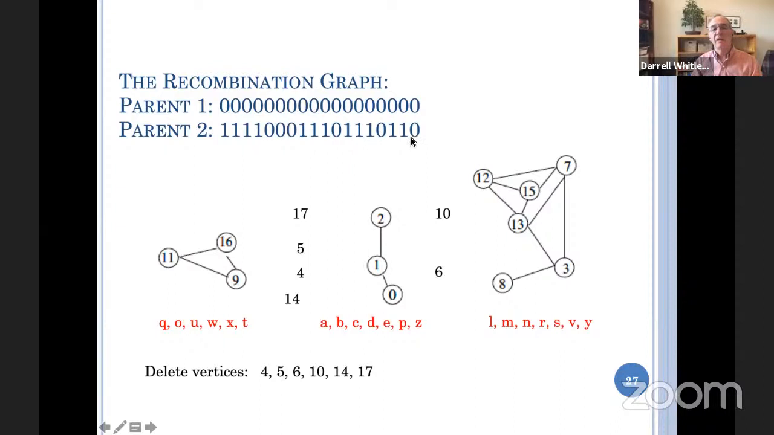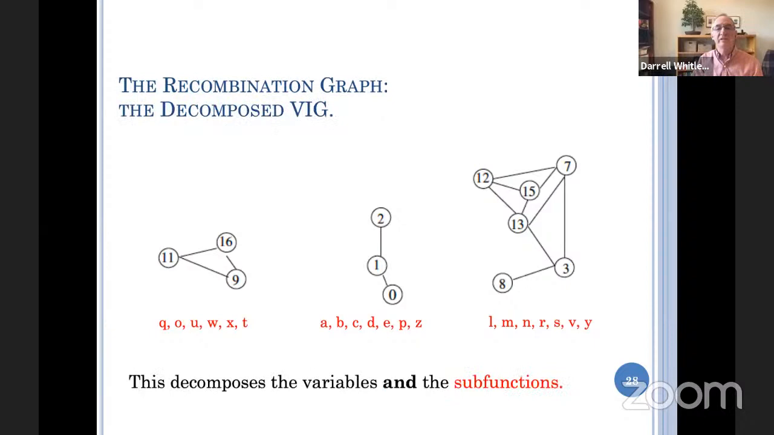The point I want to make is this decomposes both the variables and the subfunctions. Obviously, it decomposes the variables because the variables are connected in subgraphs, but I've enumerated the subfunctions along the bottom. It's also decomposed the subfunctions. The reason I want to point that out is because the time to do evaluation doesn't change. You still have the same number of subfunctions. They're now just partitioned. So how do we do recombination in this space?